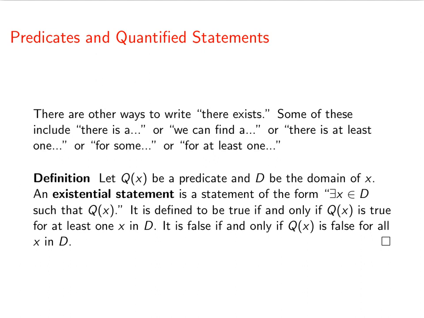Here's a formal definition of an existential statement. We'll let Q of x be a predicate, and we'll let D be the domain of x. An existential statement is a statement of the form, there exists x in D such that Q of x. It is defined to be true if and only if Q is true for at least one x in the domain. And if Q of x happens to be false for every x in the domain, then we're going to say that the existential statement is false.